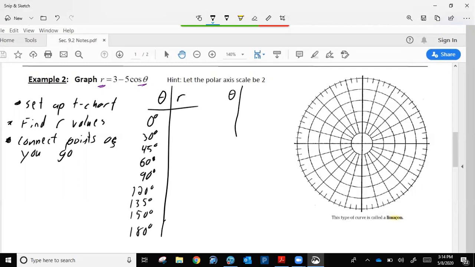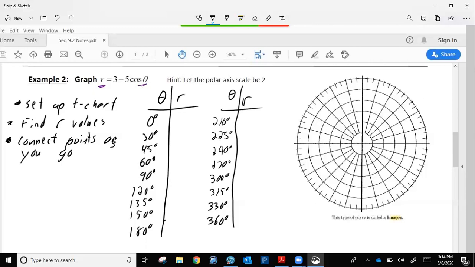I'm going to make another column to this T-chart and go all the way around our circle. So after 180 comes 210, 225, 240, 270, 300, 315, 330. We want to finish this up back at the start at 360. It's a lot. There's a lot of points there.